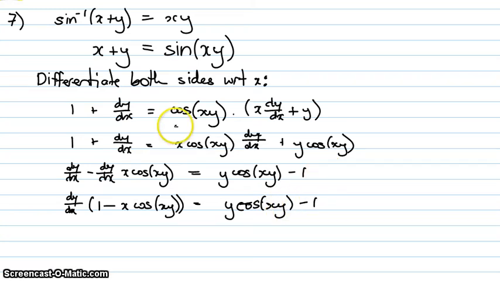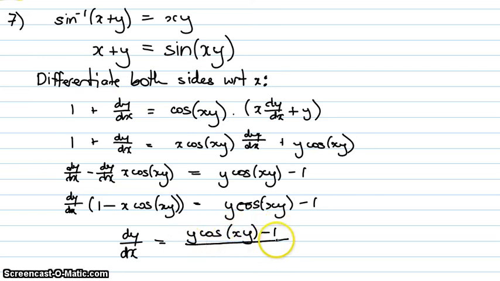And then dividing through, I get dy by dx equals y cosine xy minus 1 over 1 minus x cosine xy. And that is our expression for dy by dx.